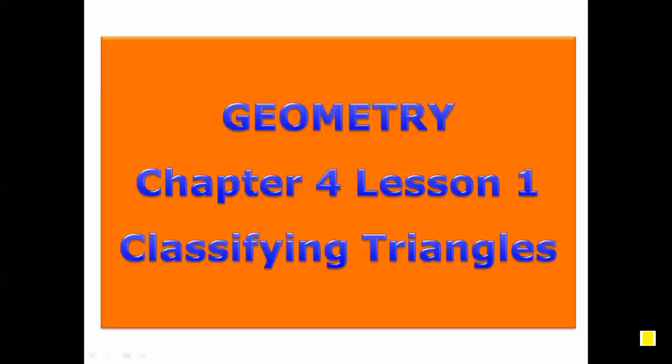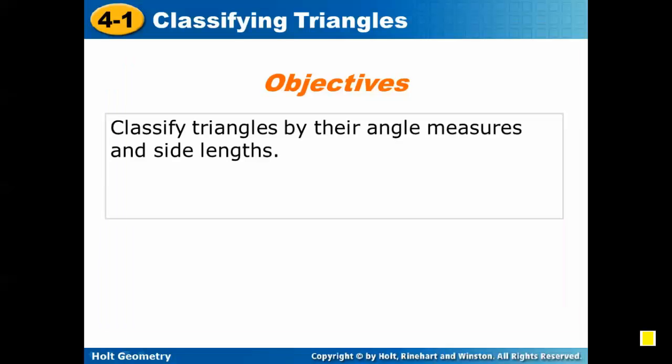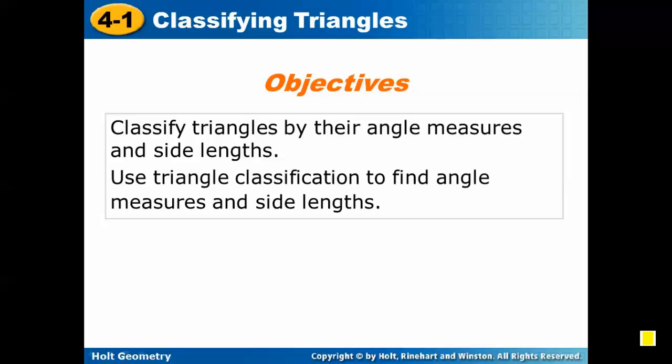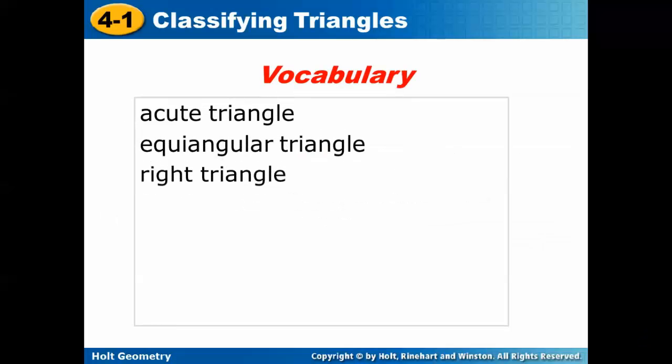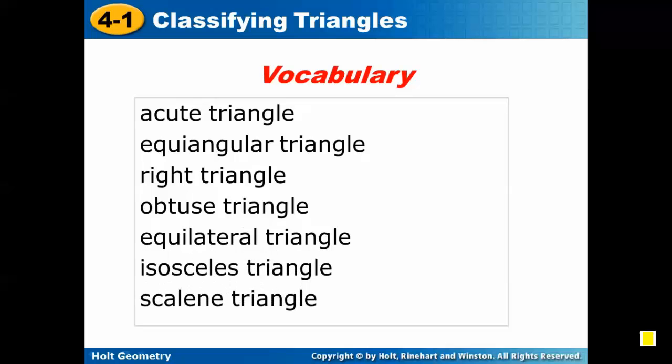Okay, so let's take a look at Chapter 4, Lesson 1, Classifying Triangles for Geometry. Our objectives for today are to learn about how to classify triangles by their angle measures and side lengths, as well as using triangle classification to find angle measures and side lengths. Our vocabulary is acute, equiangular, right, obtuse, equilateral, isosceles, and scalene.